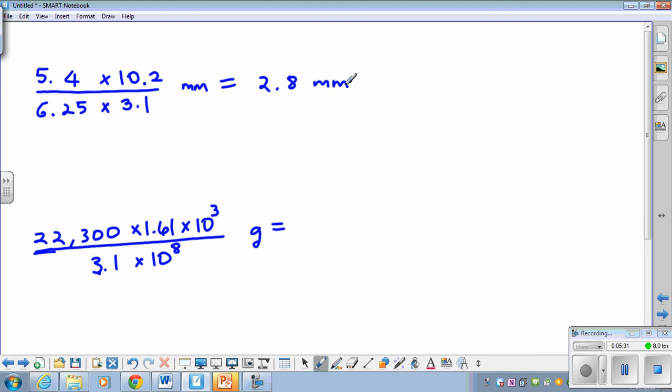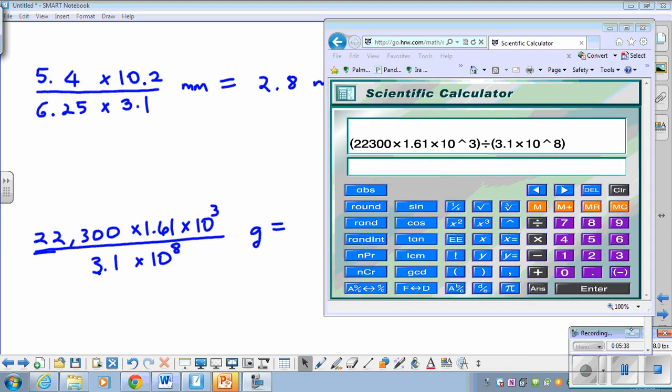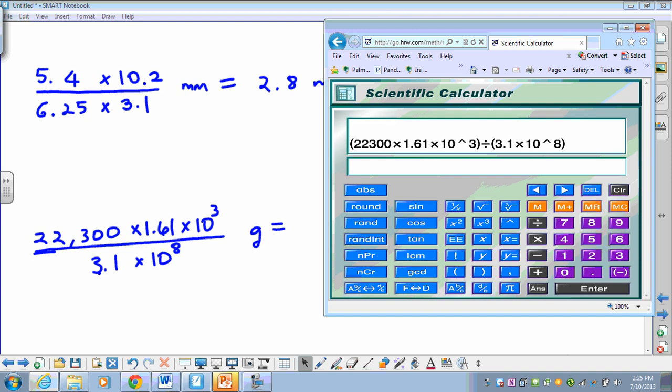Okay, let's try the next problem on the screen. Enter it into the calculator and report with the correct number of significant figures. So again, the most important thing to remember here is to include the entire numerator in parentheses and the entire denominator in a set of parentheses as well.